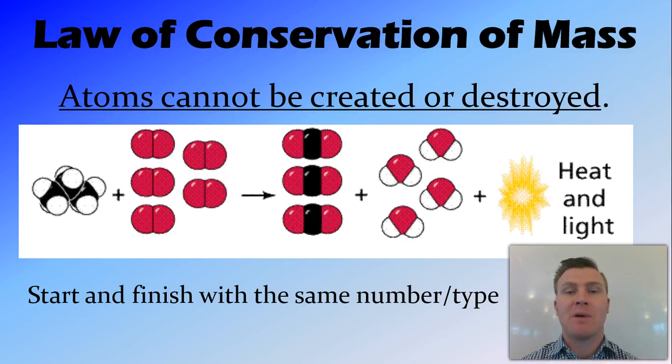So we can see that there's been no new atoms of any element created or destroyed. They've just been pulled apart and put back together in a different way. So when we have a chemical change, the bonds between the atoms are breaking and reforming to create a new molecule.